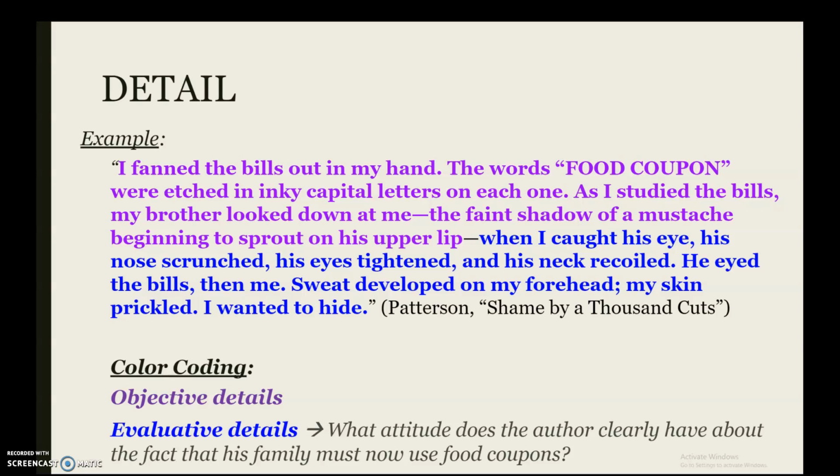So take a moment, take a look at the question that I've posted and tell me what attitude the author clearly has about the fact that his family must now use food coupons.